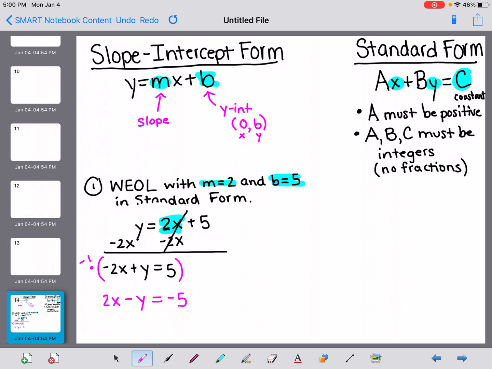Another easy way to think about this is that if you change the sign of one term from negative to positive, you have to change the sign of every term. Everything just turns to its opposite. You can use that as a trick as well. This is now in standard form. The a value is positive, and there are no fractions anywhere in the equation. Let's try another one.